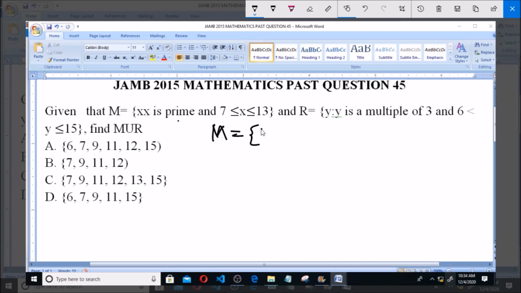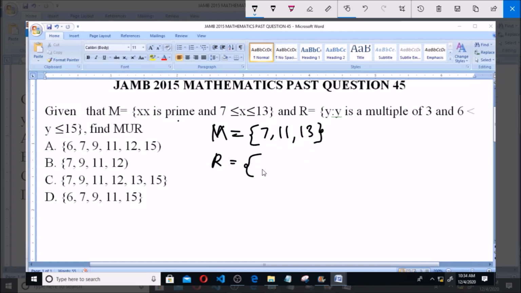So the first number here will be 7, the next prime number is 11, then the next is 13. Now these numbers are prime numbers, and you can see it is not below 7 and it is not above 13. Now let's look at R.